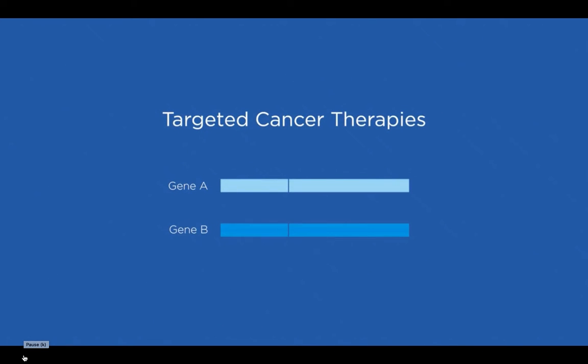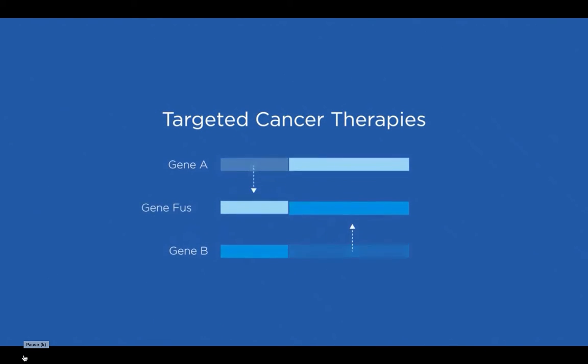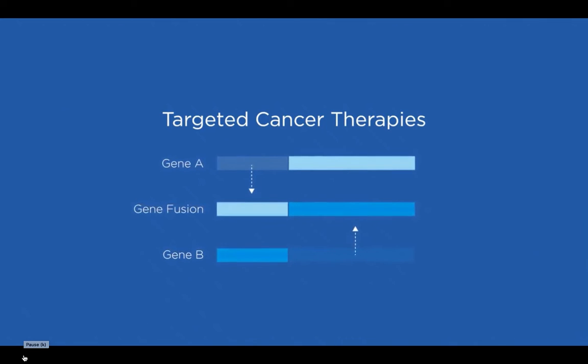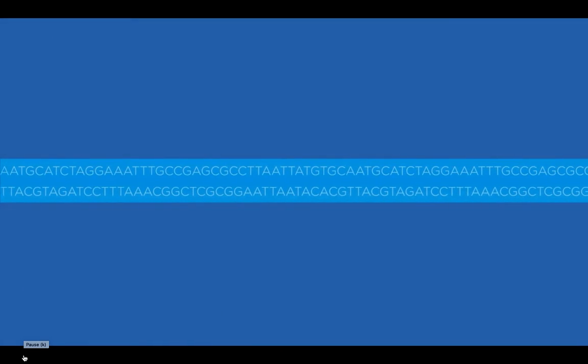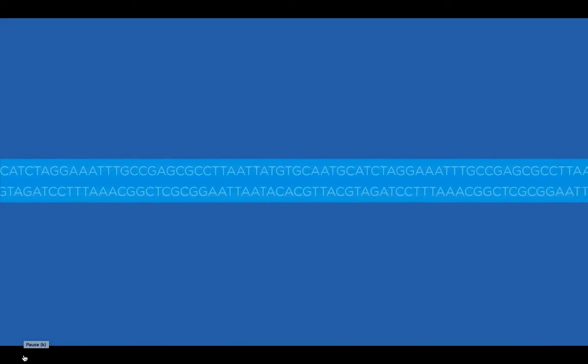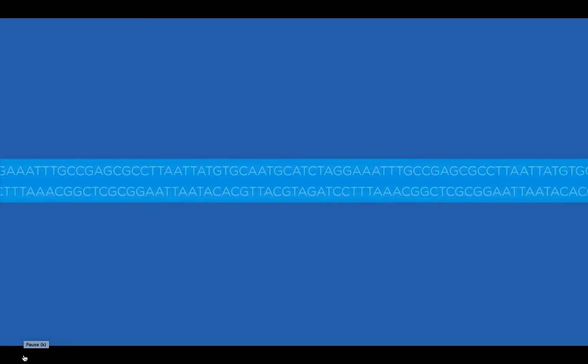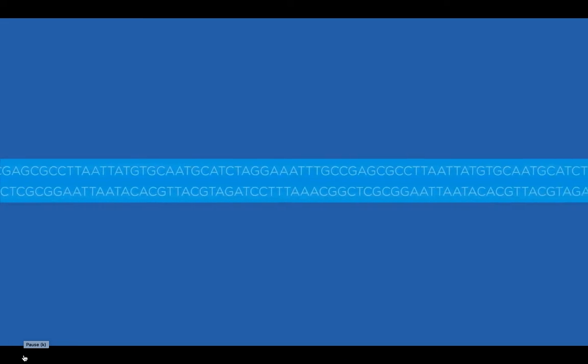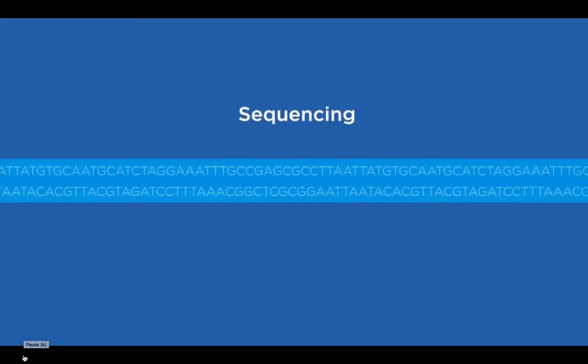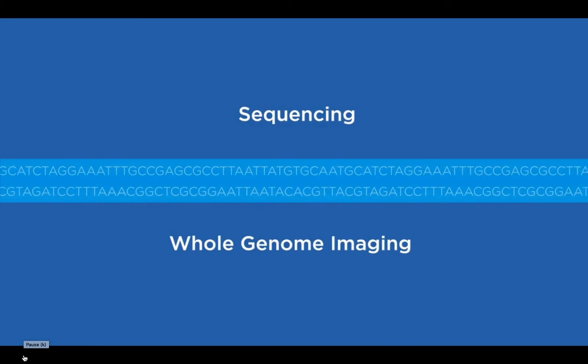In fact, the first targeted cancer therapies were based on gene fusions, a type of structural variant. Given the role structural variants play in both understanding and developing potential targeted therapies, it is important that structural variants are accurately identified or called. To do this, there are two fundamentally different yet complementary approaches: sequencing and whole genome imaging.